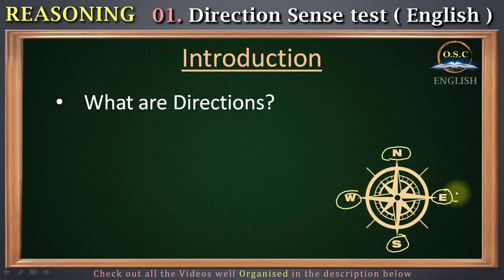We know the sun always rises from here, and sets over here. So basically there are 4 main directions, and there are 4 sub directions: northeast, which lies between north and east, then southeast, southwest, and northwest. So these are the 8 directions totally. 4 are main ones and 4 are the sub ones, which lie between 2 main directions.